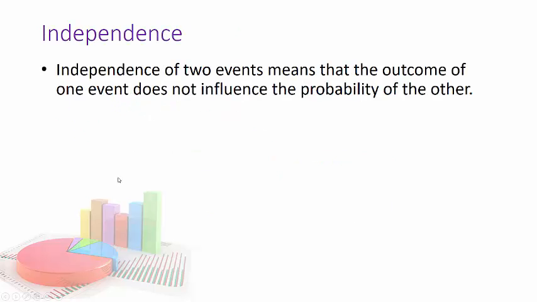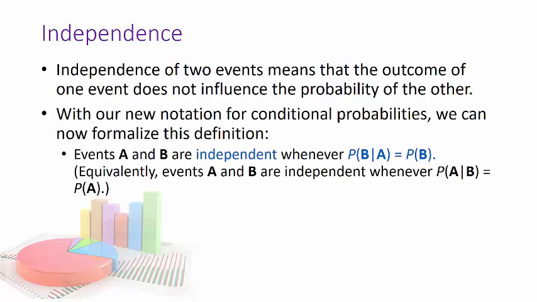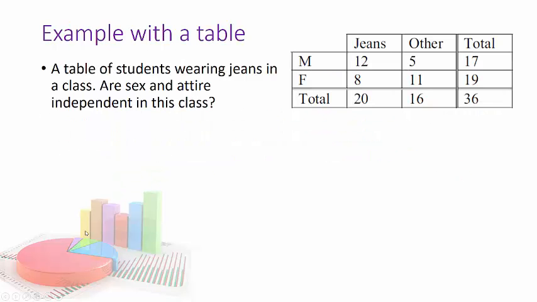Now, independence of two events means that the outcome of one event does not influence the probability of the other. All right. So our new notation, we can formalize this and say that events A and B are independent if the probability of B given A doesn't really depend on A. That's just the probability of B. Okay, so whenever these are the same, or probability of A given B is the same as A, then the events are independent.